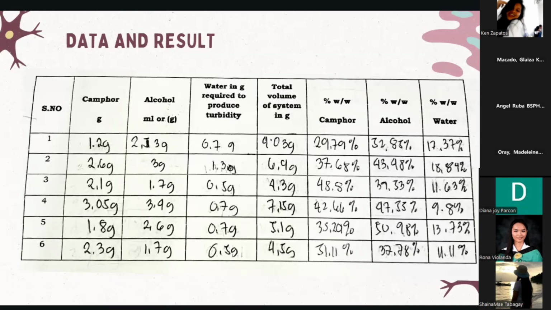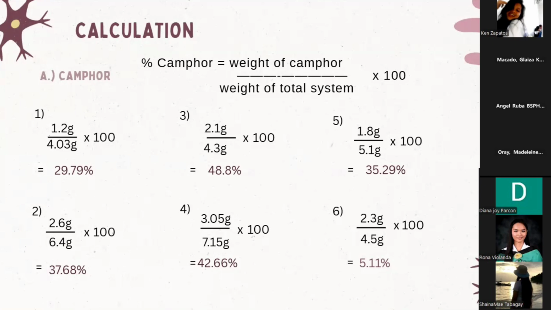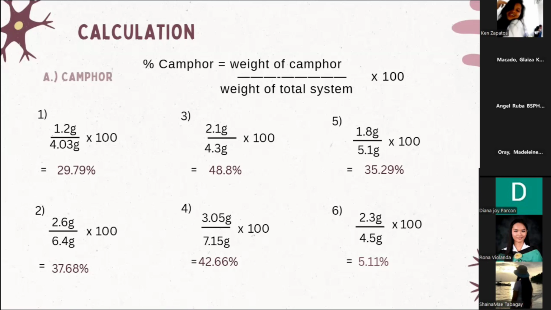The percentages will be explained in the calculation. To calculate the percentage weight over weight of the camphor, we take the weight of the camphor divided by the total weight of the system, multiplied by 100. For system 1, 1.2 grams over 4.03 grams multiplied by 100 gives us 29.79% weight over weight. For test tube 2, 2.6 grams divided by 6.4 grams multiplied by 100 is equal to 37.68%.